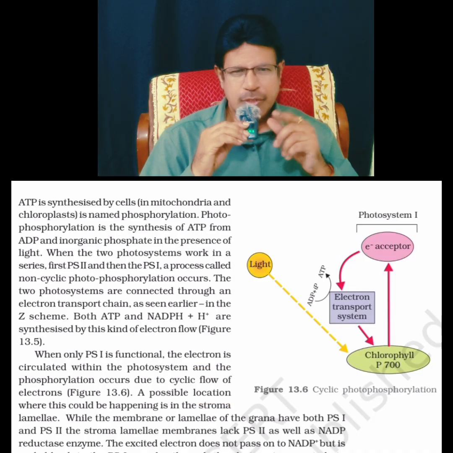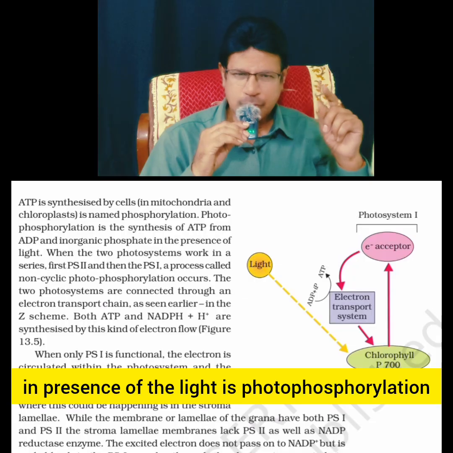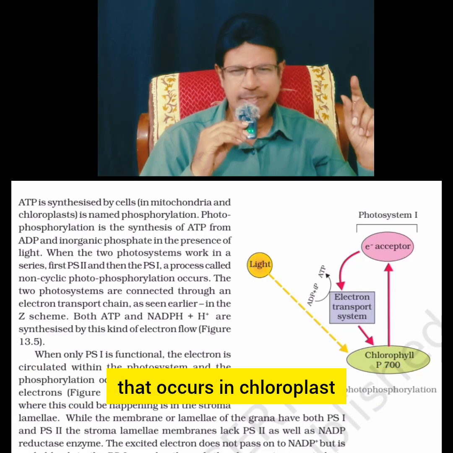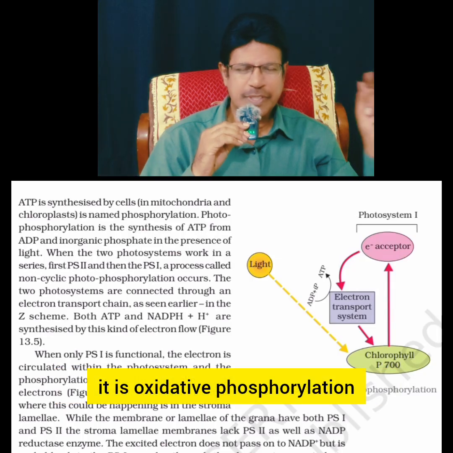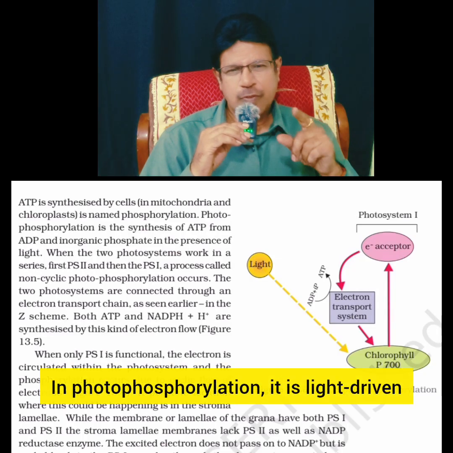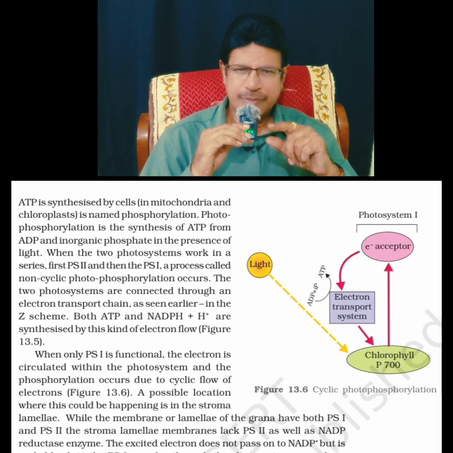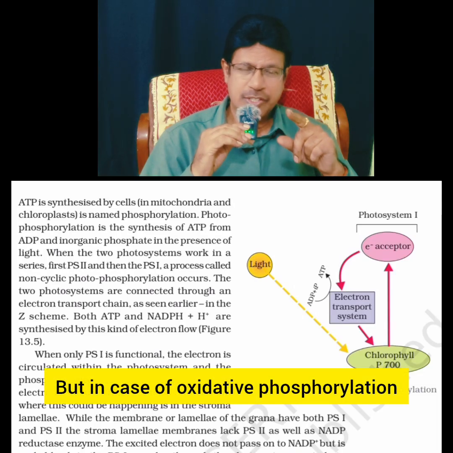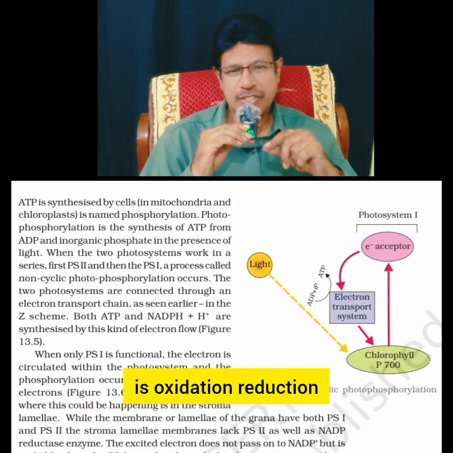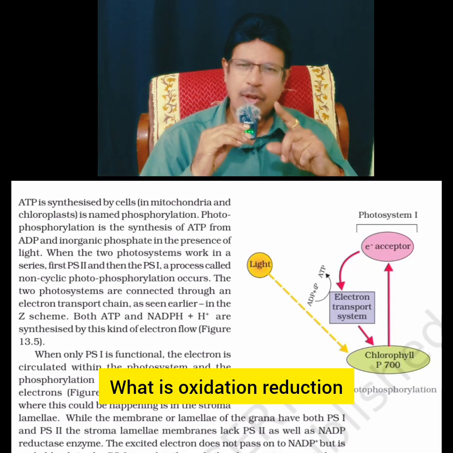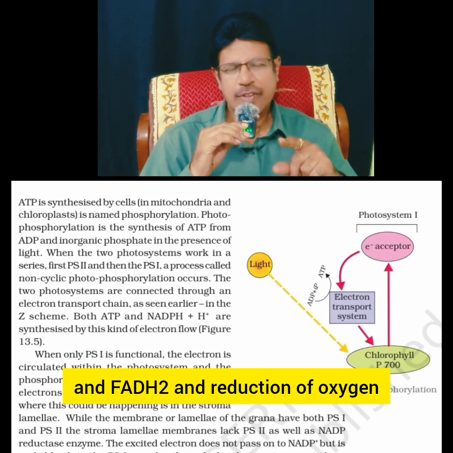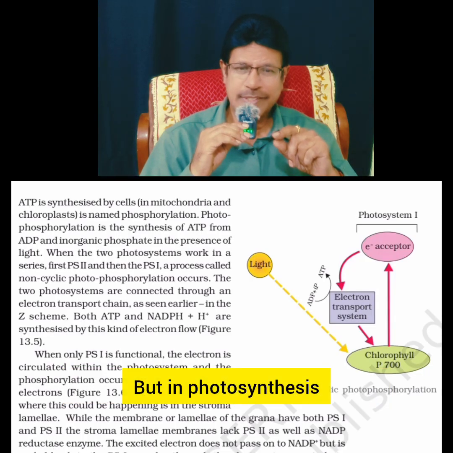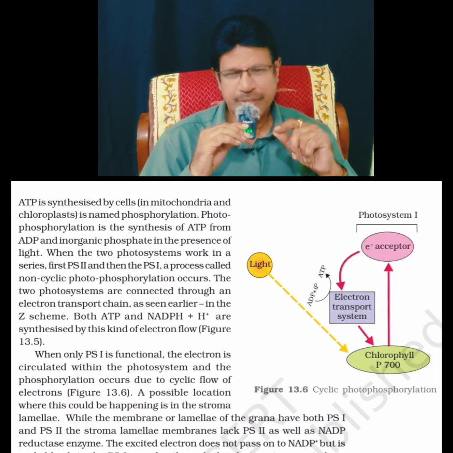Next, the formation of ATP in the presence of light is photophosphorylation, which occurs in chloroplast, and the formation of ATP in mitochondria is oxidative phosphorylation. Photophosphorylation is light driven, but oxidative phosphorylation is oxidation reduction. What is oxidation reduction? Oxidation of NADH and FADH2 and reduction of oxygen. But in photosynthesis it is a light driven process.